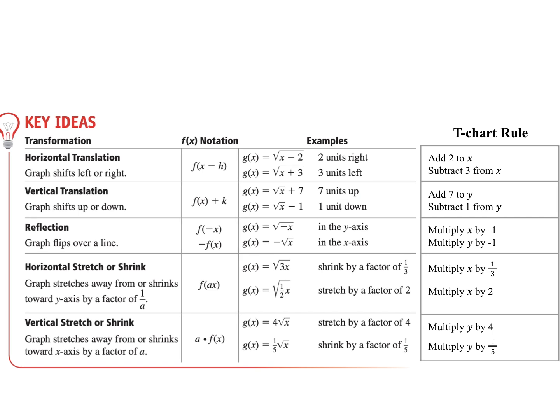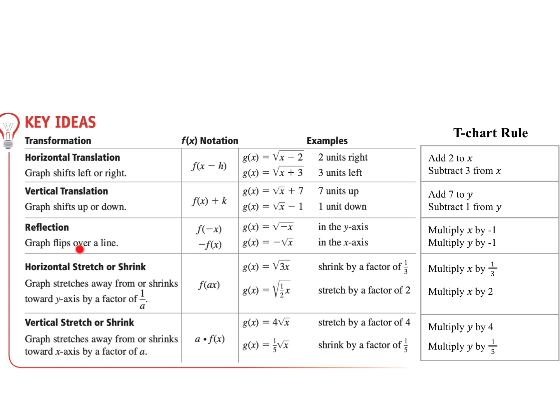So what would you do in your t-chart? Well, if you want to go 2 units to the right, you add 2 to x. If you want to go 3 units to the left, you subtract 3 from x. Now here, remember, if you're adding or subtracting to the entire function or not specifically to x, that's going to be a vertical translation. So it's going to shift up or down. And so you would add or subtract from y in order to do that.